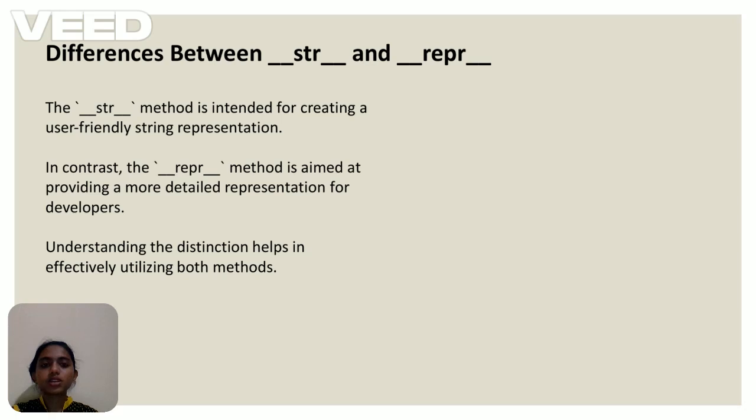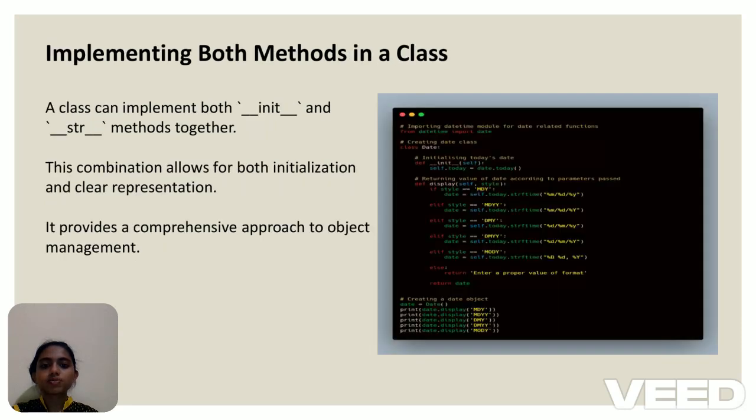Difference between str and repr. The str method is intended for creating a user-friendly string representation. In contrast, the repr method is aimed at providing a more detailed representation for developers. Understanding the distinction helps in effectively utilizing both methods.